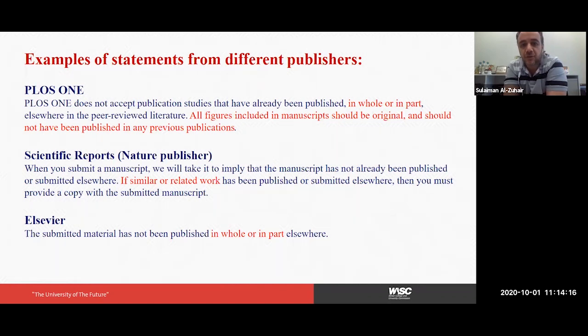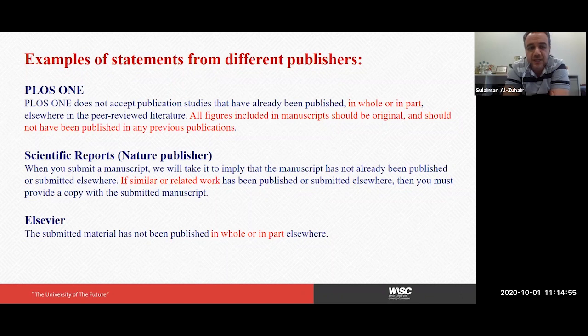Elsewhere in the peer-reviewed literature, all figures included in the manuscript should be original and should not have been published in any previous publication. You sign on what is written. What I'm reading right now is something you sign on when you publish. In Scientific Reports, which is a Nature publisher, it says when you submit a manuscript, we will take it to imply that the manuscript has not already been published or submitted elsewhere. If similar or related work has been published or submitted elsewhere, then you must provide a copy with the submitted manuscript.